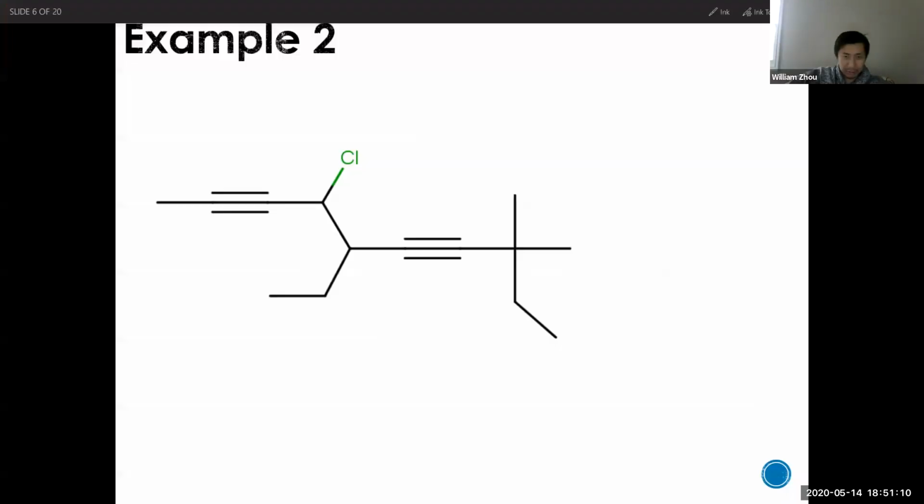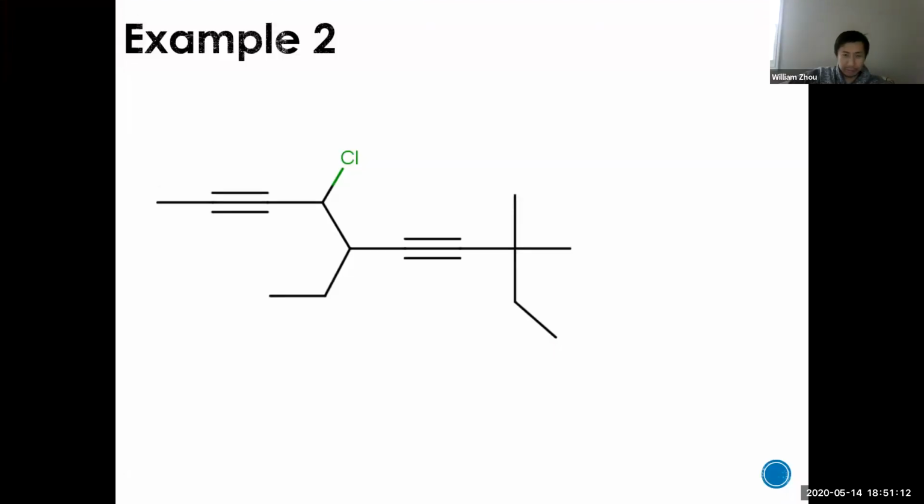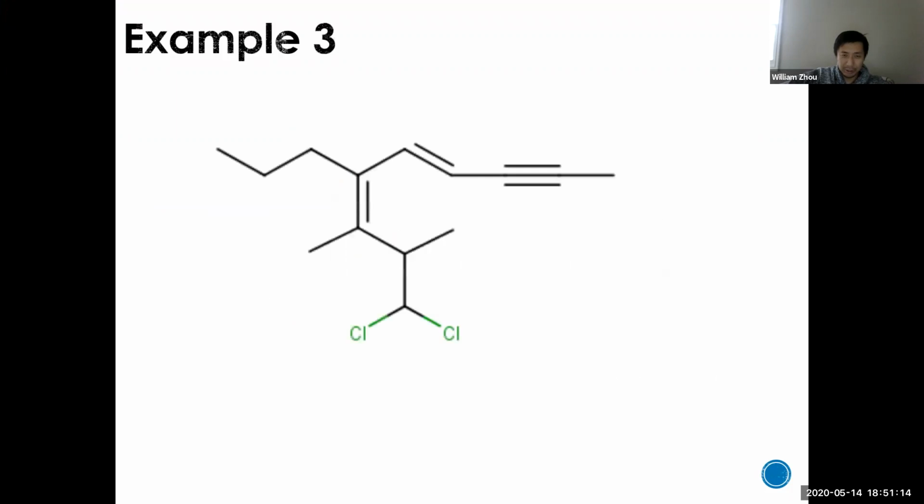All right, so here goes. Okay, not this question, the next one. This one. First thing you do, you figure out the longest chain. The longest chain must contain all of the multiple bonds. So this is the longest chain. Now the problem is, where do we start counting?